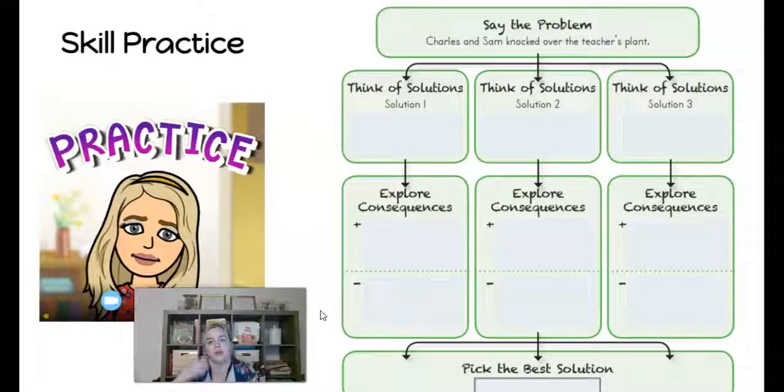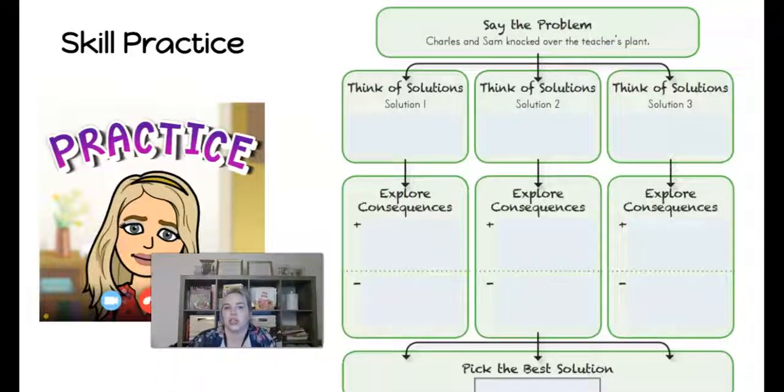So one example is if someone's making noise in class. Okay, so say the problem. Someone's making noise in class and it's really distracting you. Think of solutions. So we can think of 3 solutions. One solution is that you could tell the teacher, right? One solution is that you could ask them to stop. One solution is that maybe they could have a specific time of the day where they make noises, right? So let's explore consequences. If they have a specific time in the day where they can make noises, a positive consequence of that would be, okay, this person's going to be happy because they can make noises. But a negative consequence might be that that's still going to bother the other person, right? So we have to pick the best solution.